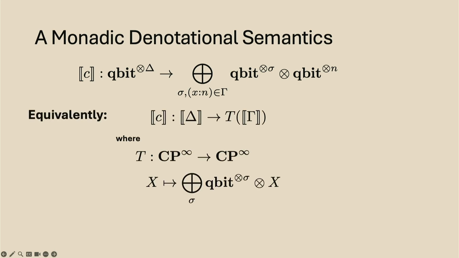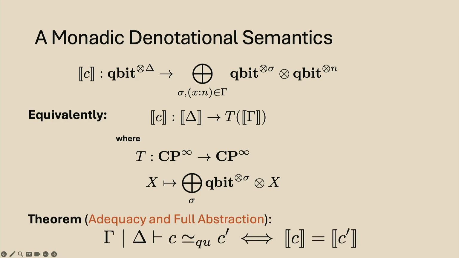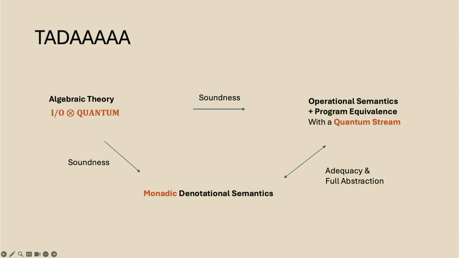Equivalently, you can see this as a Kleisli arrow for this monad, and this monad is exactly the free IO monad on the category of CP maps, DCPO completed because you need infinite biproducts. So we get a theorem that says adequacy and full abstraction with respect to the operational semantics I just gave, and we get the full triangle-ish. You can see that the algebraic theory is only sound with respect to the semantics we have. So we don't have a notion of completeness yet.